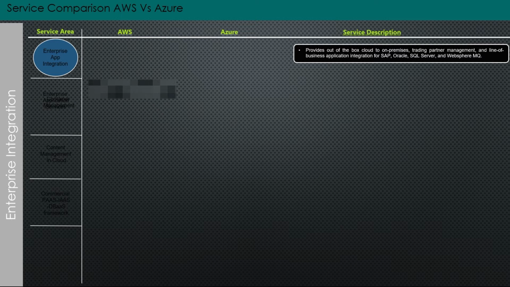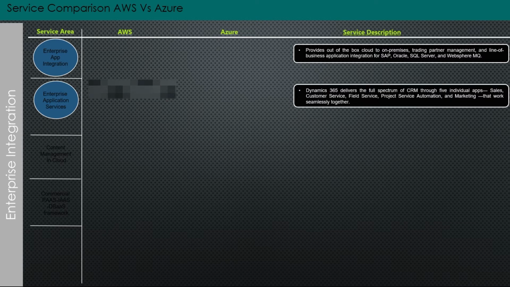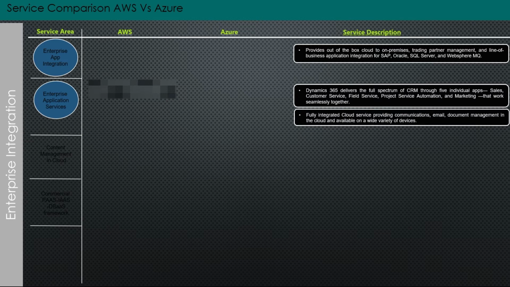Enterprise Application Services. Service description: Dynamics 365 delivers the full spectrum of CRM through 5 individual apps: sales, customer service, field service, project service automation, and marketing that work seamlessly together.